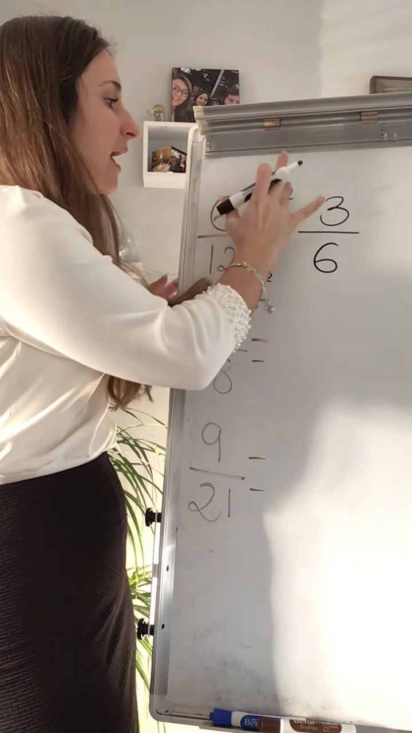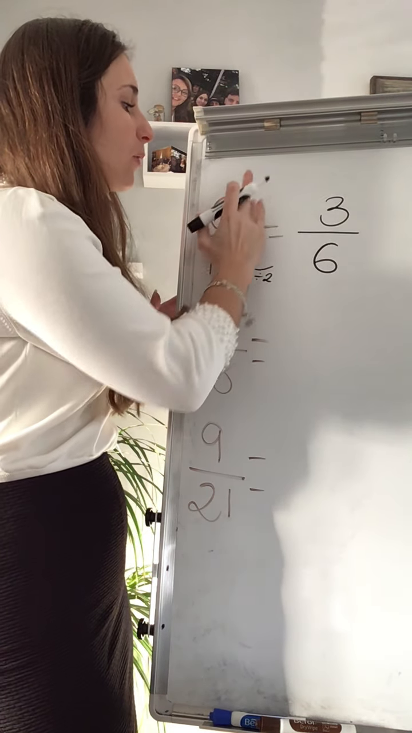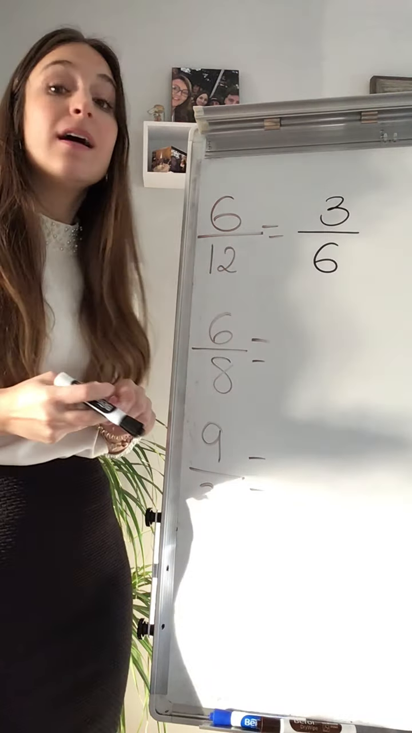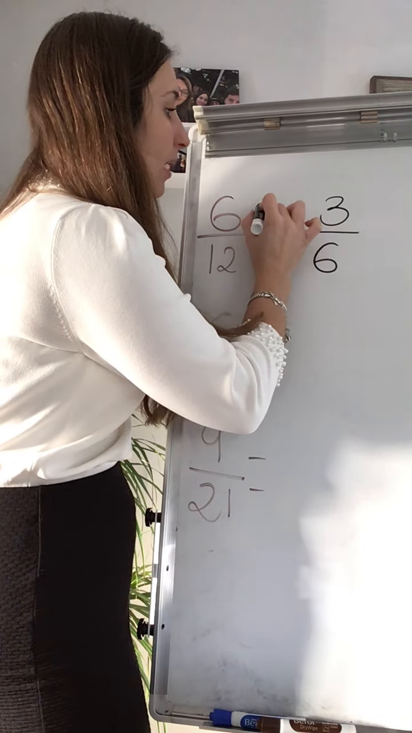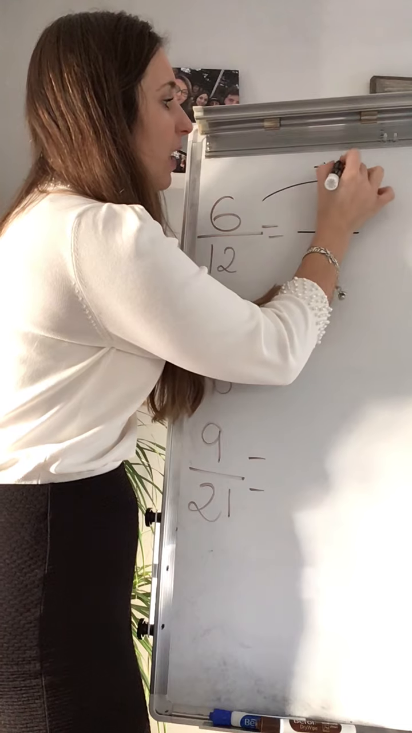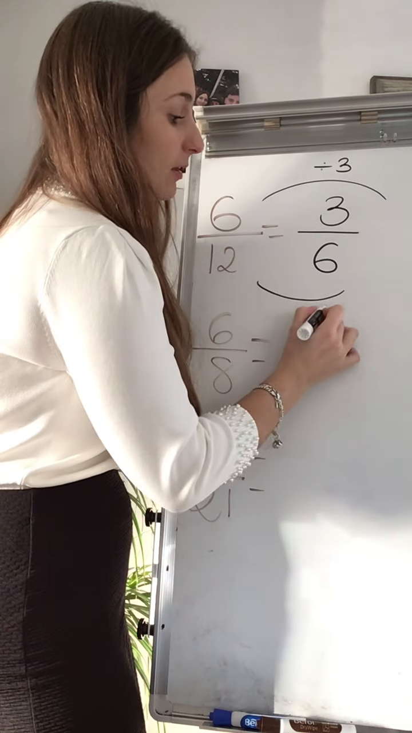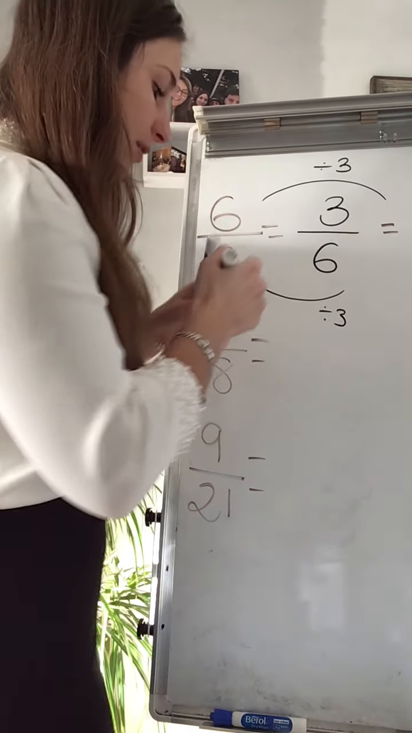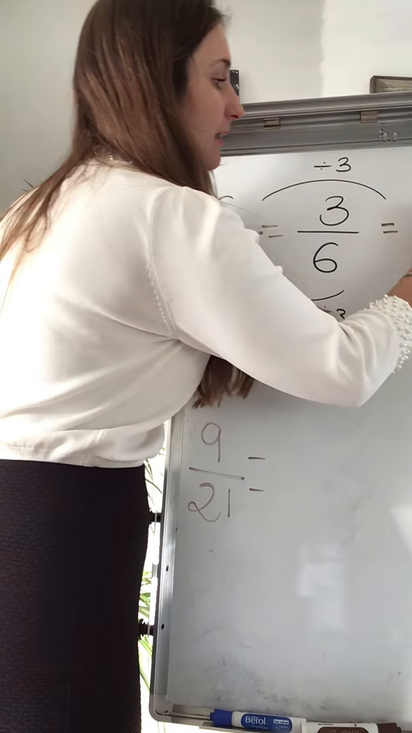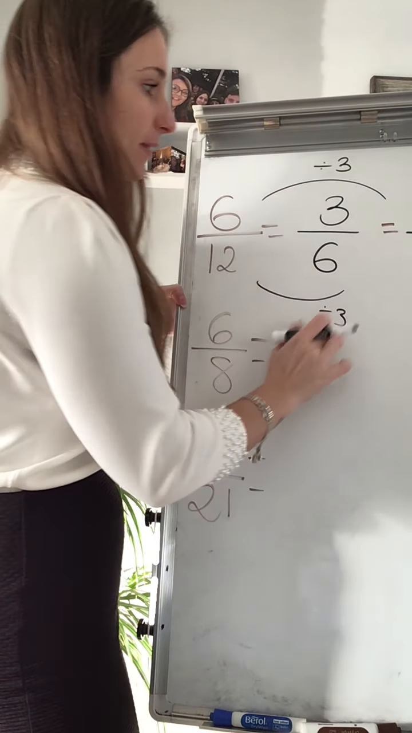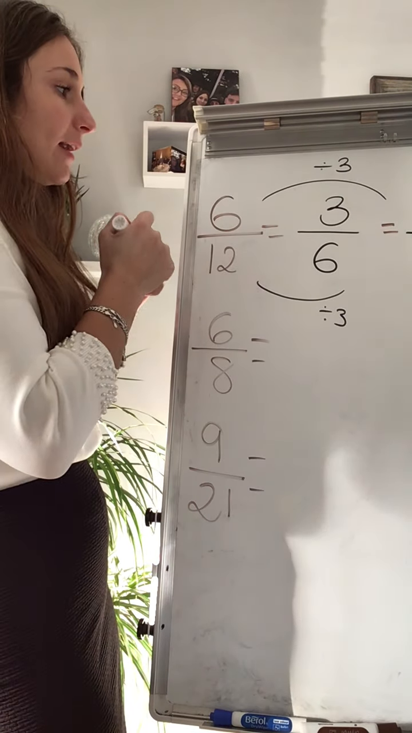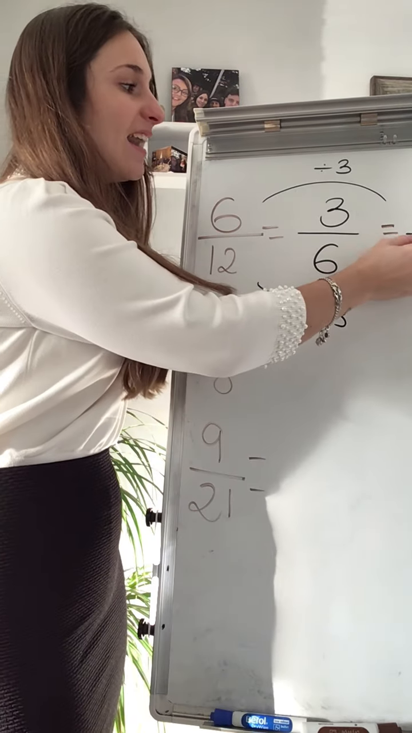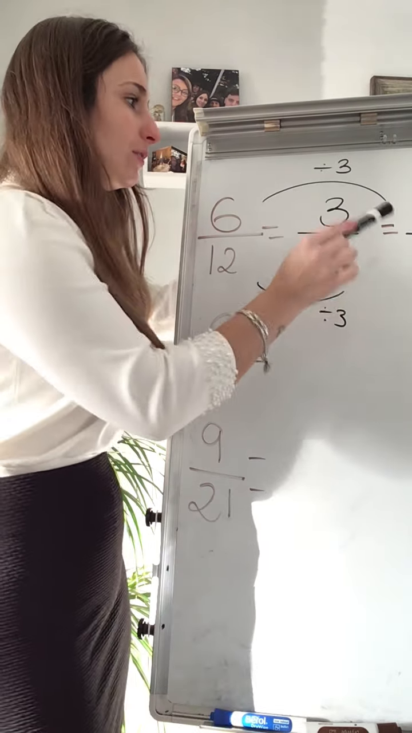Are 6 and 12 in any other timetable? I have it on my 2, and I have it on my 3 timetable. So now I'm going to find another equivalent fraction and I'm going to divide by 3. 6 divided by 3 is 2 and 12 divided by 3 is 4. So I know then that 6/12 is the same as 3/6 and as 2 quarters.